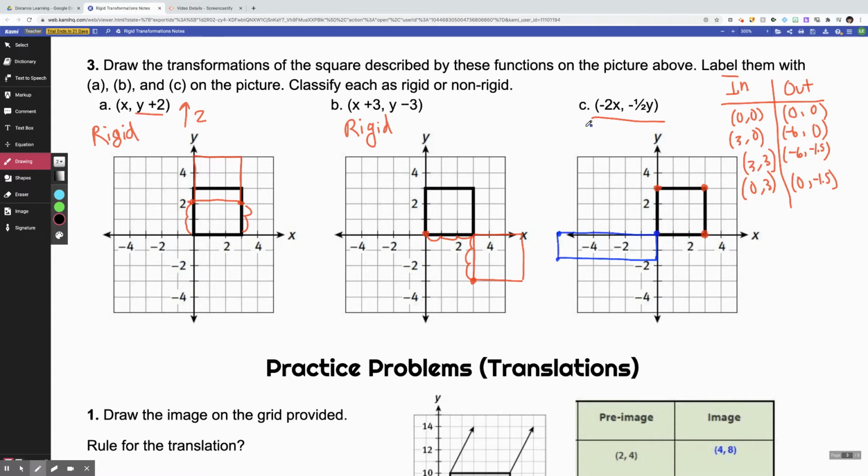Okay, very obviously a different shape, right? I definitely changed the size of the square and the shape of it. So this is not a rigid motion.